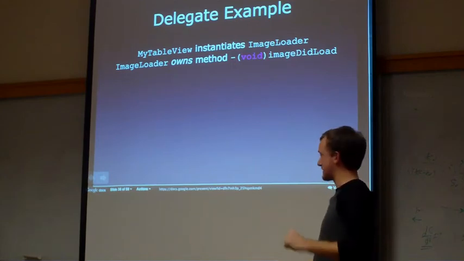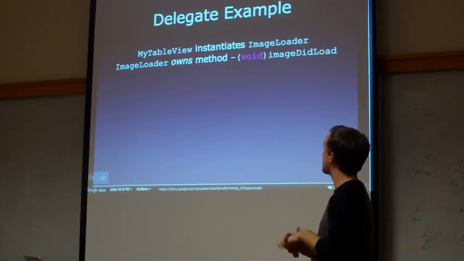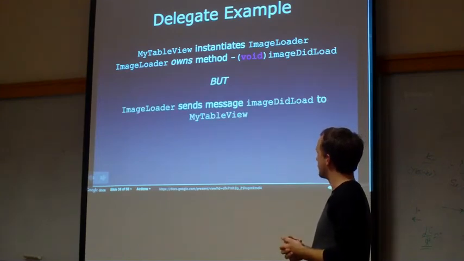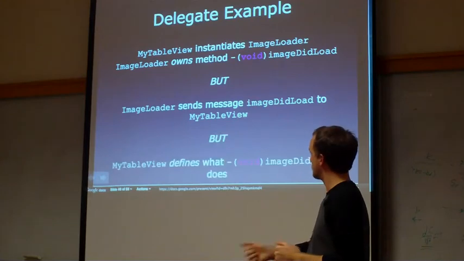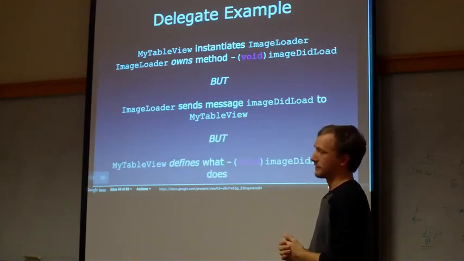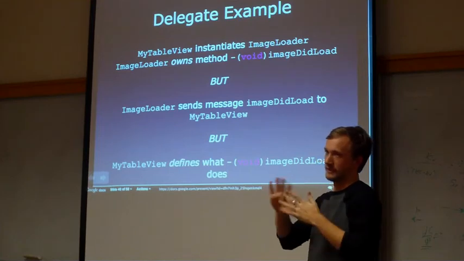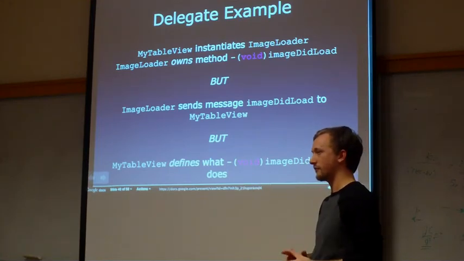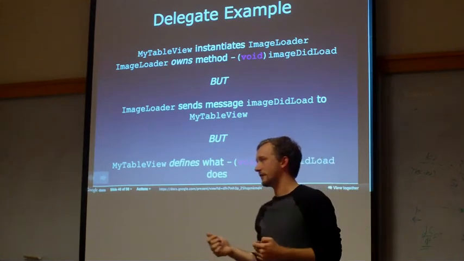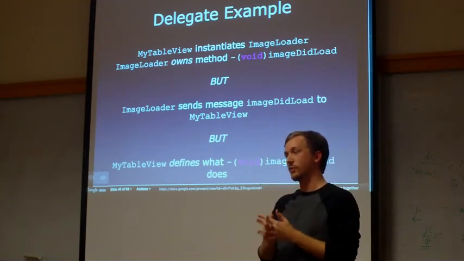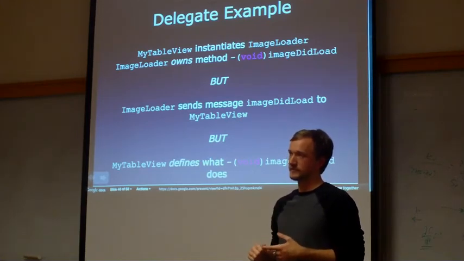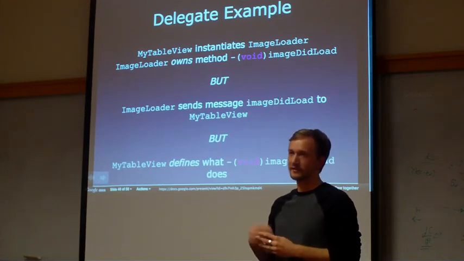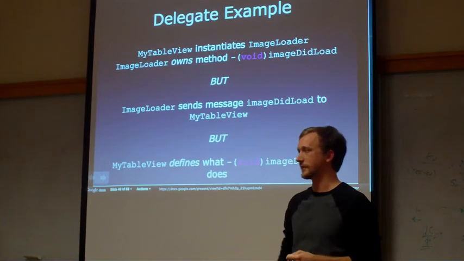So here's kind of this loose, fuzzy definition stuff. MyTableView instantiates the image loader object. Image loader owns the method image did load. Image loader sends the message image did load to MyTableView. MyTableView defines what image did load does. So hopefully that makes some sense. When you start off with making iOS stuff, delegates aren't going to be huge. They will be important with some default UI elements, buttons, text fields, those sort of things. They need to have delegates to say what to do when a certain message is sent.